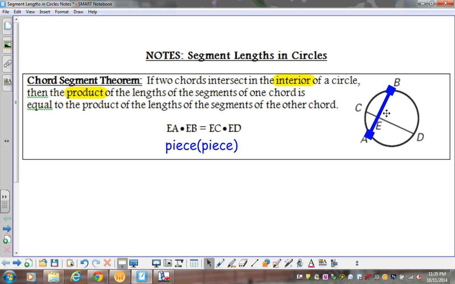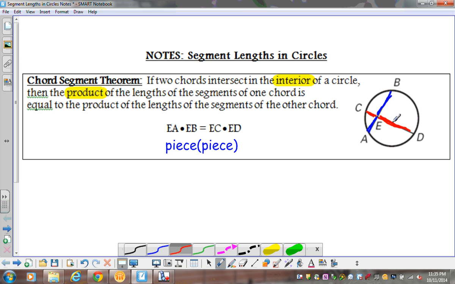If we look back over here, this first chord, chord AB, the two pieces of that chord would be AE and BE. So when we say piece times piece, we're talking about EA times EB. Those two pieces times the other two pieces of the other chord, which would be EC and ED, would be equal. So EC times ED should be equal to EA times EB. So piece times piece equals piece times piece. We're going to look at an example for each of these that we do.